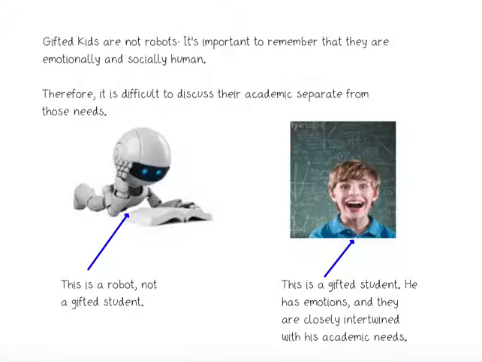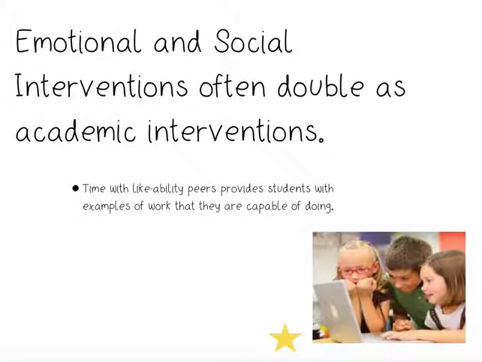Many of the academic interventions that a teacher can use have already been suggested indirectly through this discussion of their social, emotional, and motivational needs. So first I want to go back to time with likability peers. We talked about this earlier, but in order to reduce feelings of isolation in gifted students, time with likability classmates was suggested. And while this is obviously a social and emotional intervention aimed at reducing perfectionism and feelings of seclusion, it's an academic intervention as well.